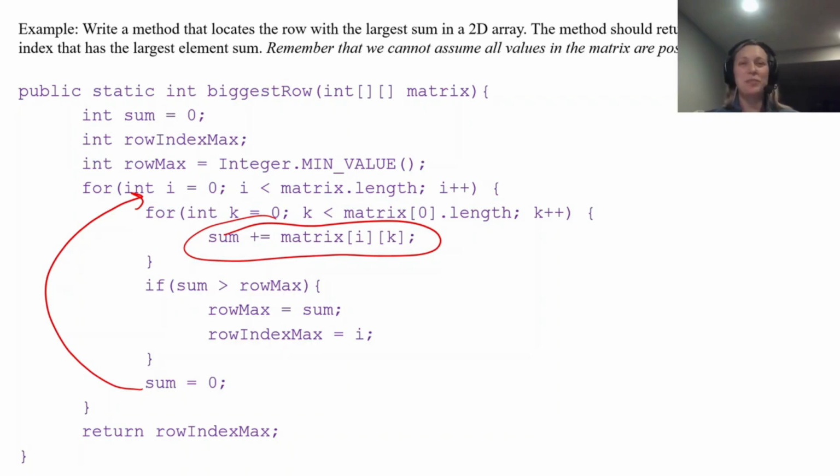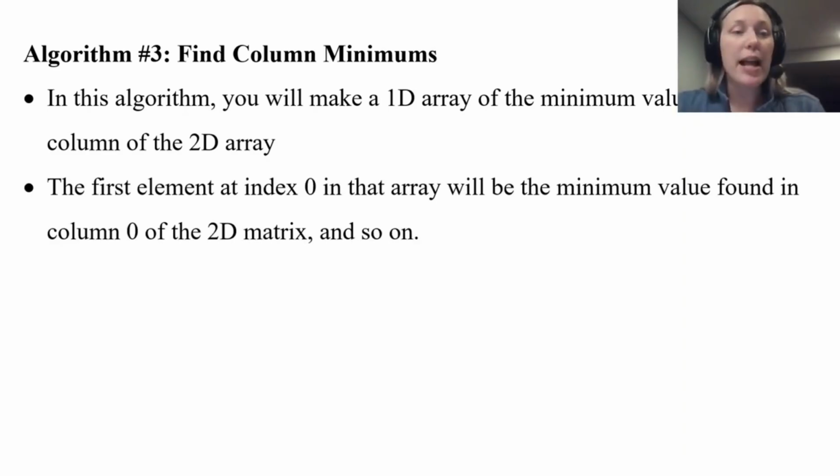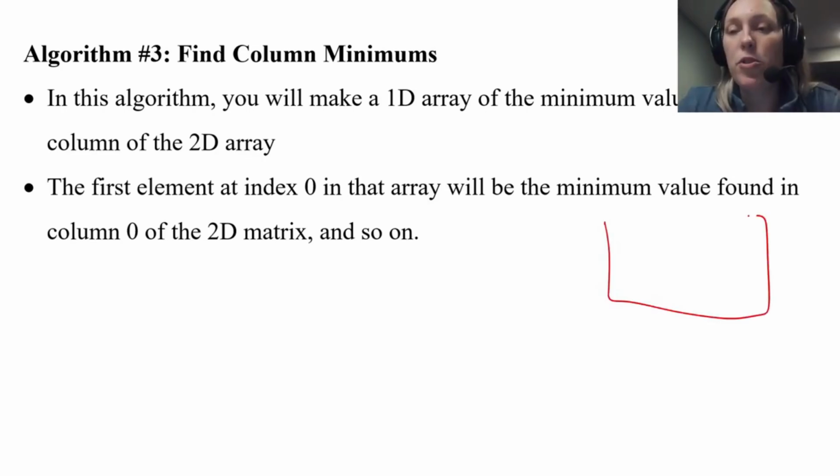All right. We're going to move on to our last algorithm here: find column minimums. In this algorithm, you're going to make a 1D array of minimum values in each column of the 2D array. The first element at index 0 in the array will be the minimum value found in column 0 of the 2D matrix. So what that means, let me draw that out real quick.